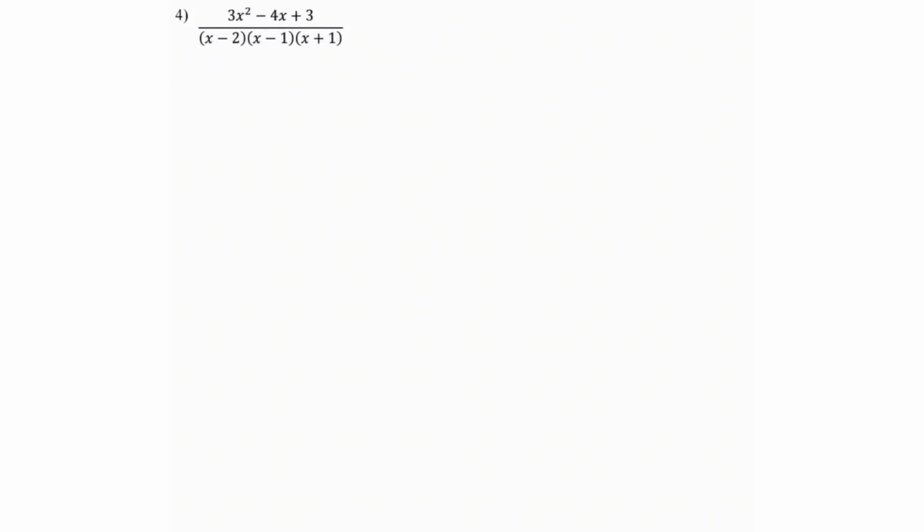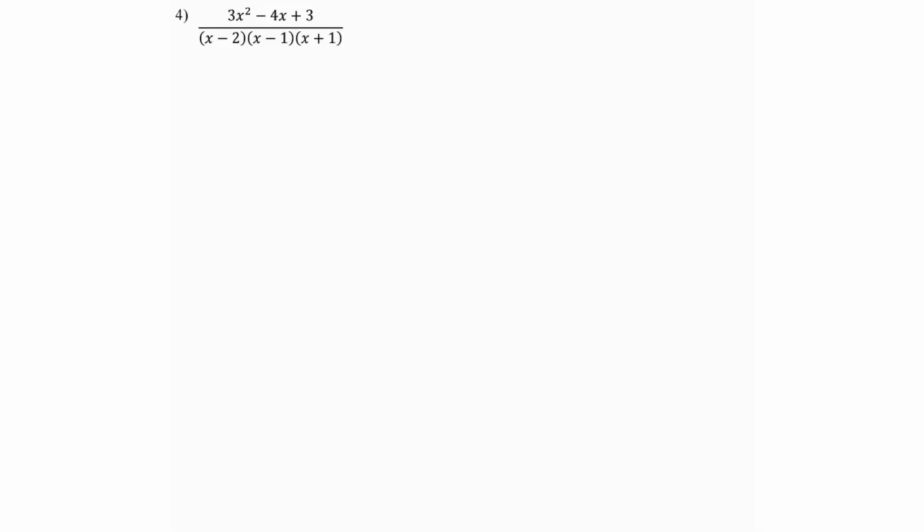In the previous three examples we solved, we noticed that a, b, and c were all integers. But what happens when it's not an integer? Let's solve it with this last example. Given 3x squared minus 4x plus 3 over x minus 2 times x minus 1 times x plus 1.